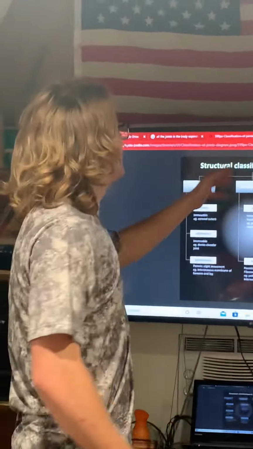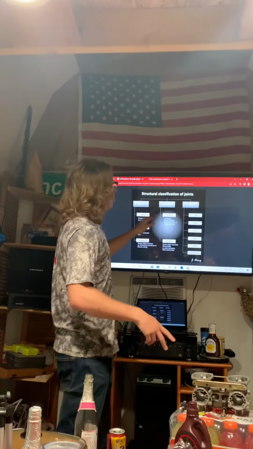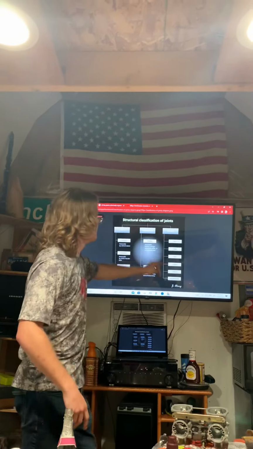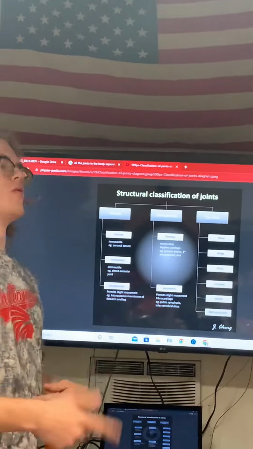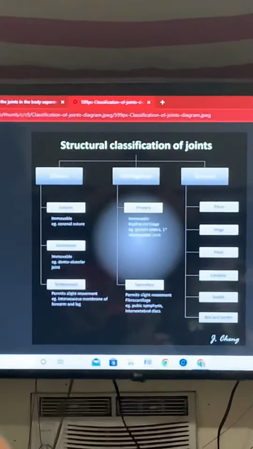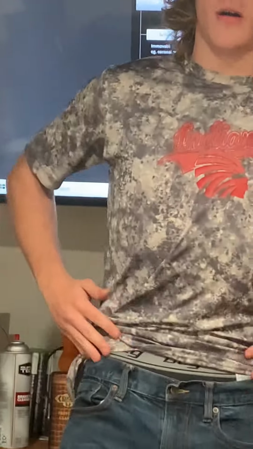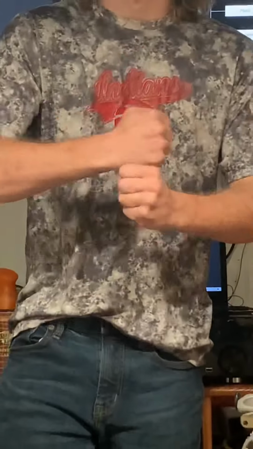Now we have our cartilaginous, right? This is our amphiarthrosis joints. Now there's two types. There are the primary. Those are completely immobile hyaline cartilage, right? Those are growth plates, the epiphyseal plates inside of your bones, right? And then we also have our secondary. Now these permit slight movement, like your pubis right here on the hip bone. That is a secondary cartilaginous joint.